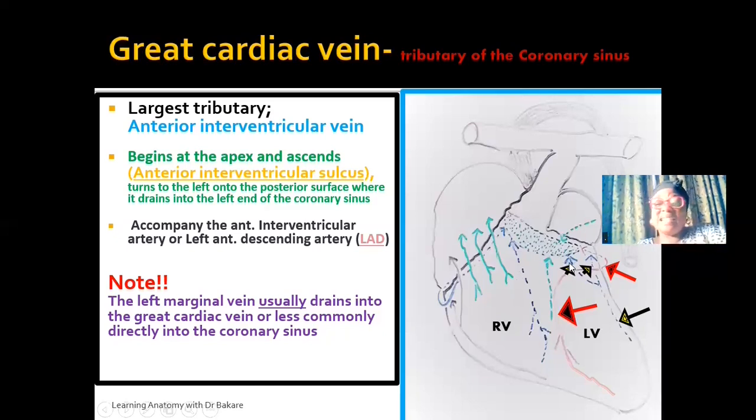Where it drains directly into the coronary sinus will be discussed as one of the tributaries of the coronary sinus that we will get to as we go further with this lecture. But it's just for us to highlight at this point that the left marginal vein can be drained into the great cardiac vein or the anterior interventricular vein. So the great cardiac vein or the anterior interventricular vein can also receive venous blood from the left marginal vein, just for us to know this, even though it can also be drained directly into the coronary sinus. And that we'll discuss as a tributary of the coronary sinus when we get to that point in this lecture.